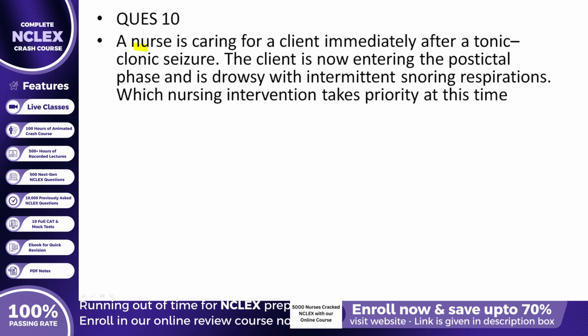A nurse is caring for a client who has just experienced a tonic-clonic seizure. The seizure activity has ended, and the client is now in the postictal phase, presenting with drowsiness and intermittent snoring respirations. The question asks, which nursing intervention takes priority at this time? Here are the possible options to consider.